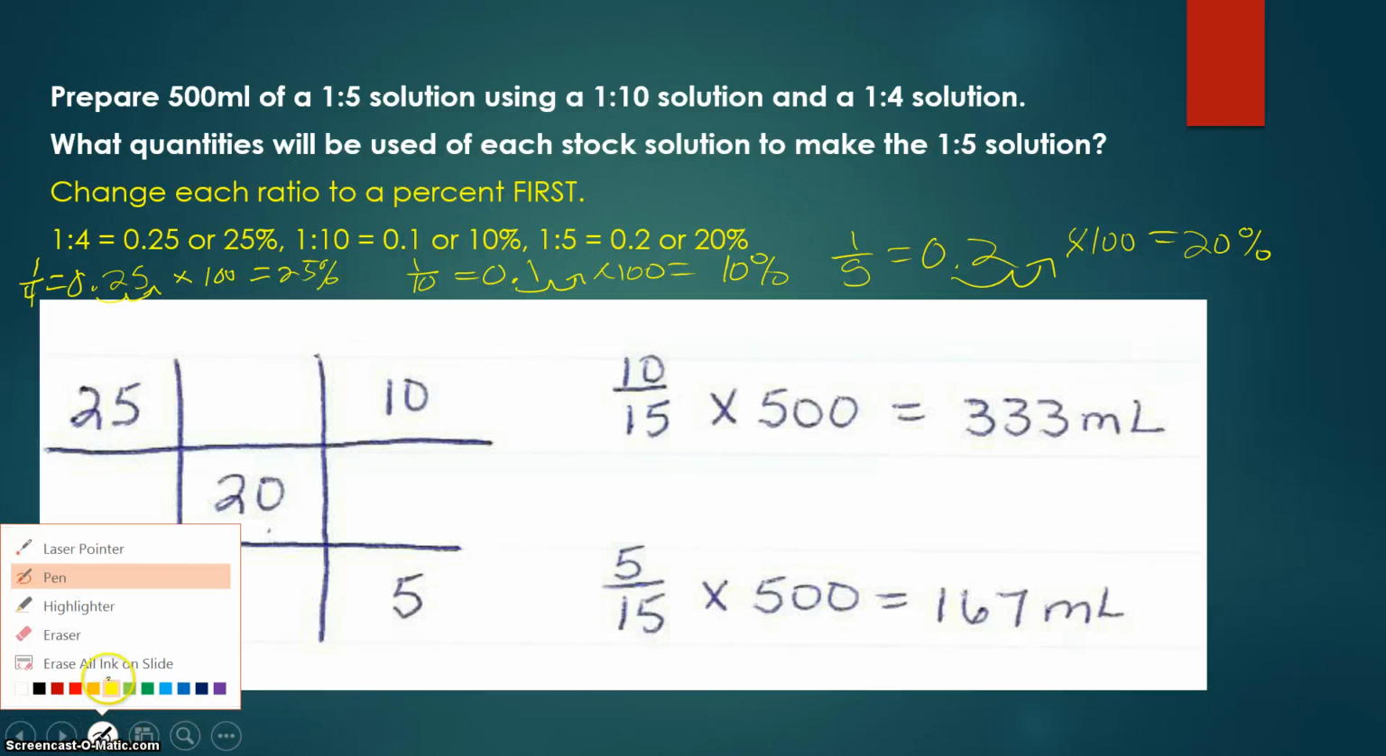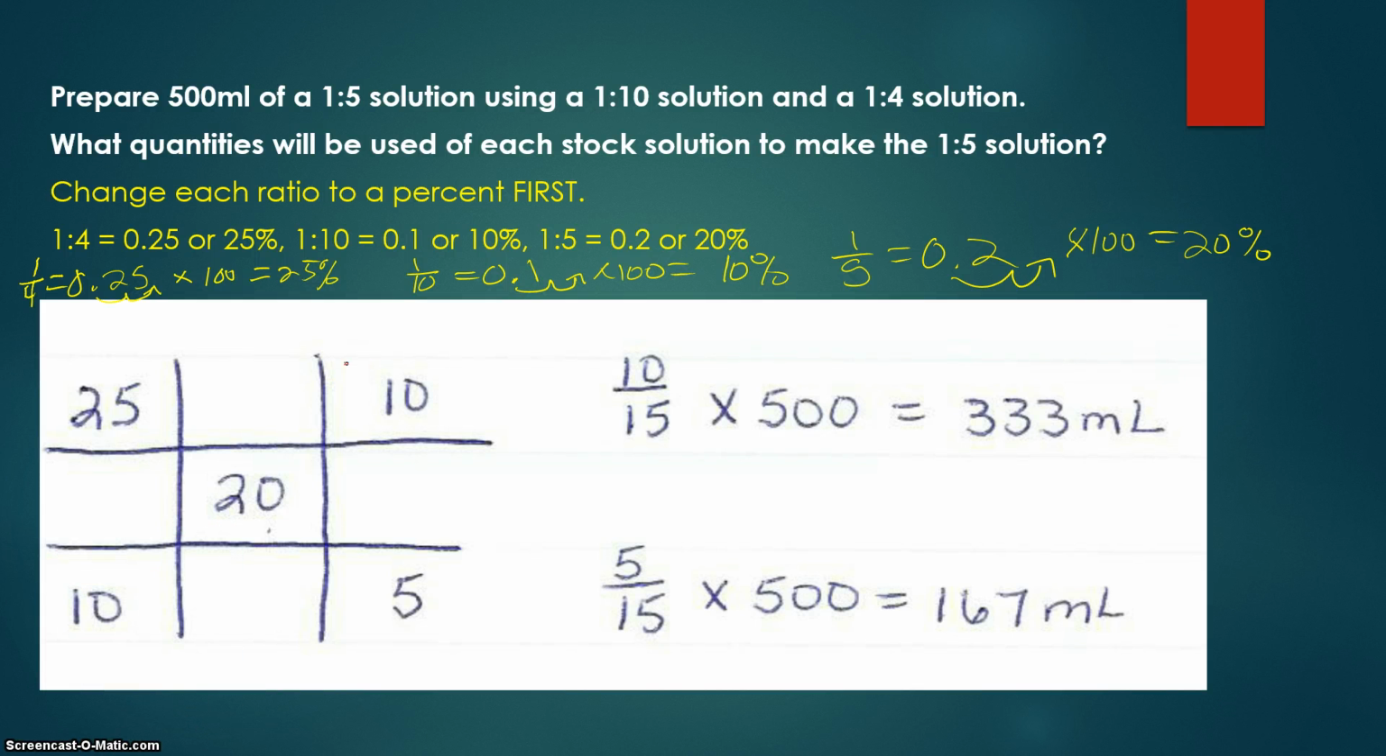Now, from that, we have to look at our problem again and understand the question that's being asked and what information is given to us. So we know that we have to prepare the 1 to 5. And this 1 to 5 is equivalent to what? We've already calculated, 1 to 5 becomes the 20%, right? And 1 to 10 became what? The 10%. And 1 to 4 became the 25%. Okay, and it says using a 1 to 10 and a 1 to 4 solution. So these are the two solutions that we're going to use. That's what they have in stock.